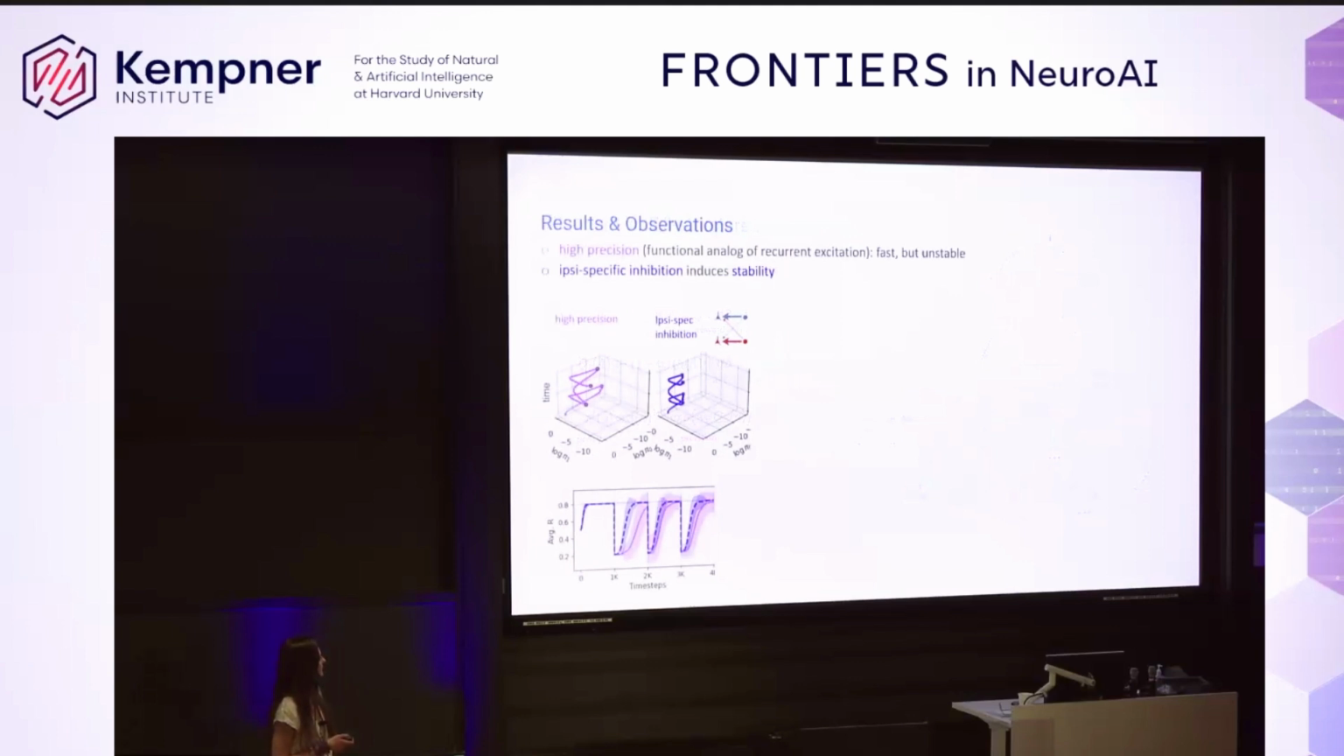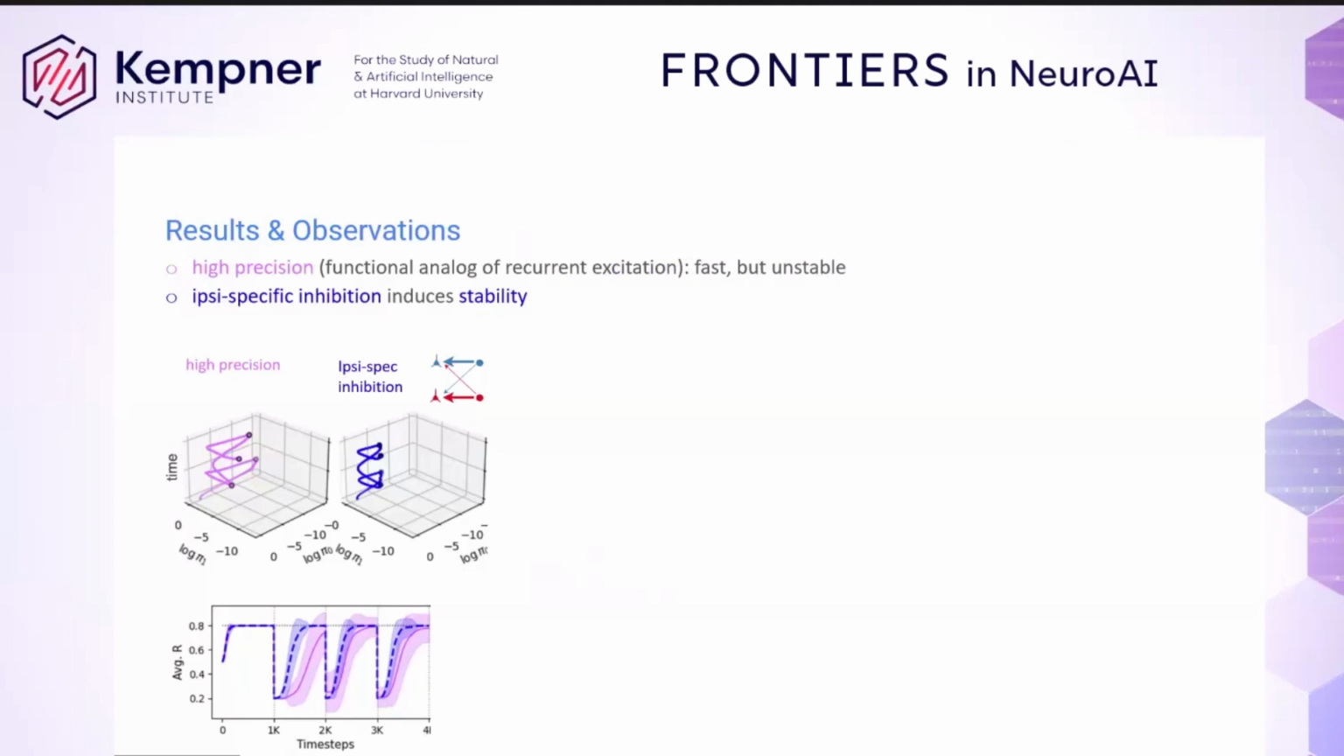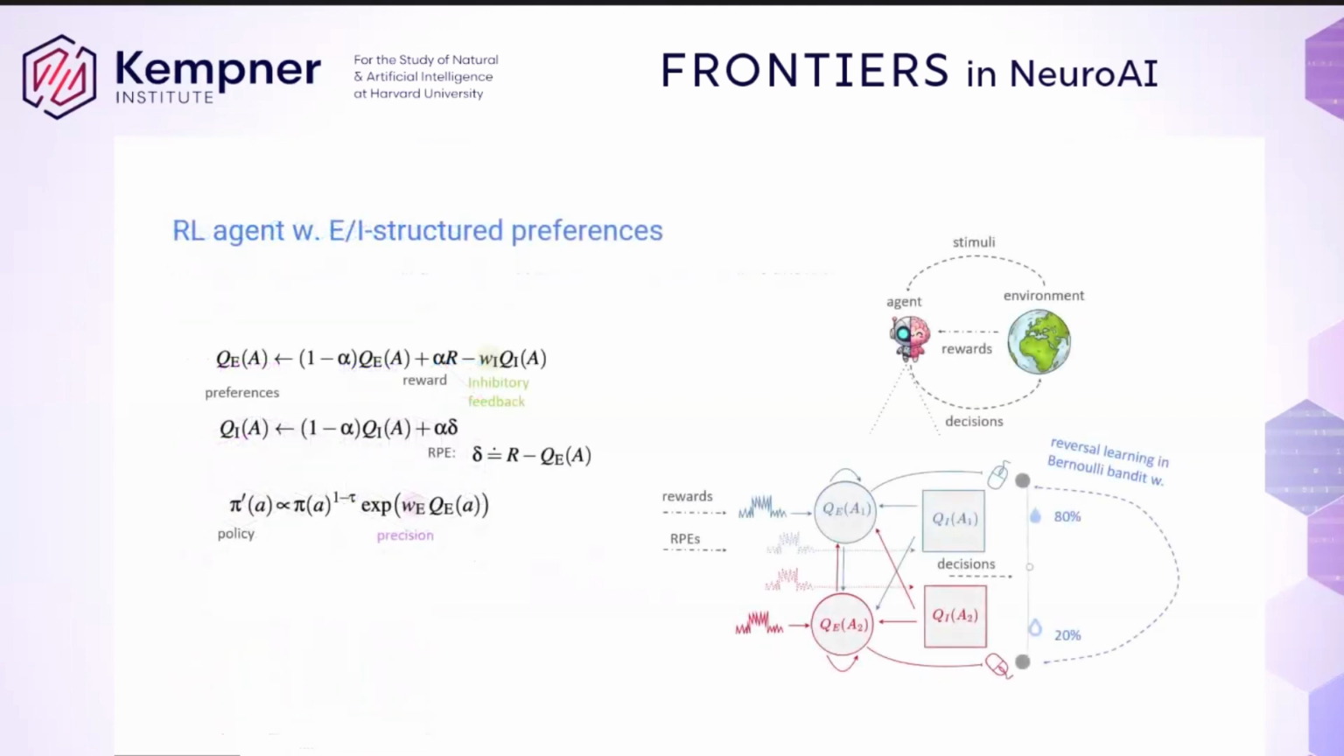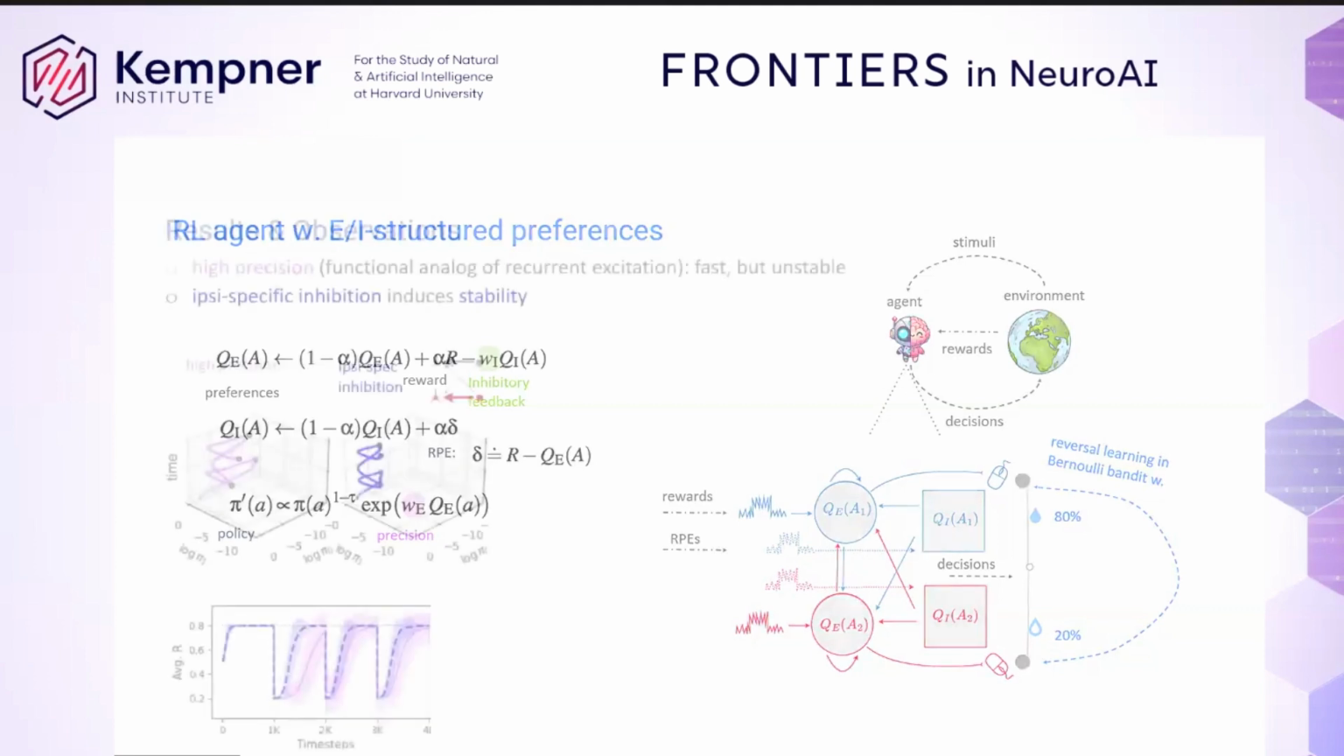Here I'm plotting the log policy space on the X and Y dimensions, and on the Z dimension. Oh, sorry, I should have said, we test this agent in a dynamic task. Here we have a reversal learning paradigm where the environment is a Bernoulli bandit, with arms that give positive reward with those probabilities, and the arms switch every 1,000 time steps, as in the reversal learning paradigm.